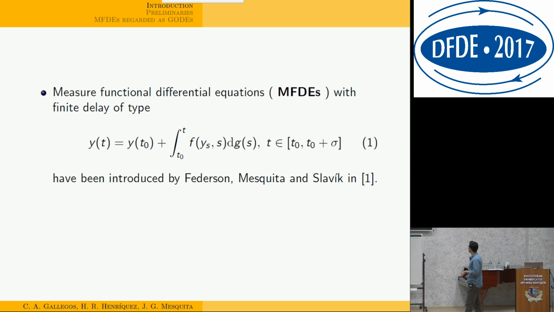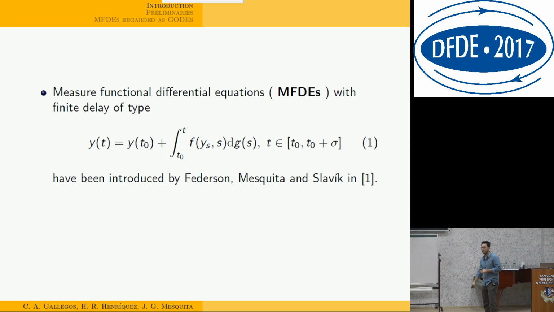Federson, Mesquita, and Slavik established that functional dynamic equations on time scales represent a special case of this class of integral equations. And using the theory of generalized ordinary differential equations, they showed theorems of existence and uniqueness of solutions, continuous dependence, and periodic averaging theorems.